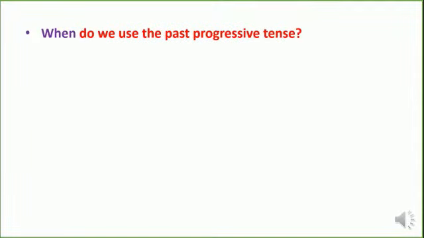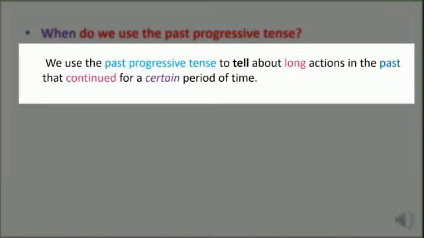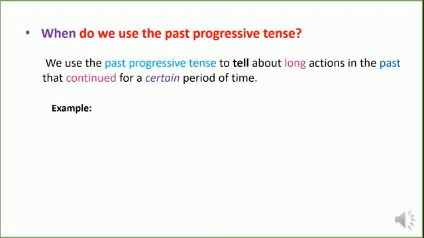When do we use the past progressive tense? Simply, we use the past progressive tense to express or to tell about an action of the verb that happened in the past and continued for a certain period of time. For example, I was watching TV at 10 p.m. So look here at the verb I was watching. We use the past progressive tense. We said to tell an action that happened in the past and continued for a certain period of time.